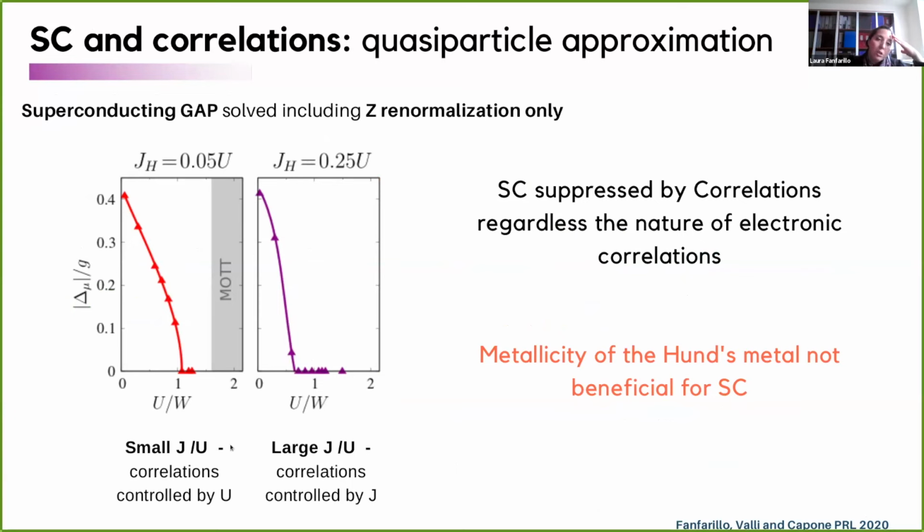To address the issue, what we see is that if we plug into our BCS calculation the renormalized Z factor, there is a standard and, I would say, expected behavior: the gap is suppressed by increasing U. And the fact that Z stays finite in the large J regime is not helping much, because even if there is no Mott phase, the gap closes pretty rapidly.